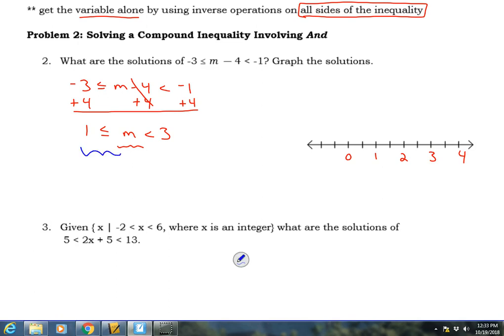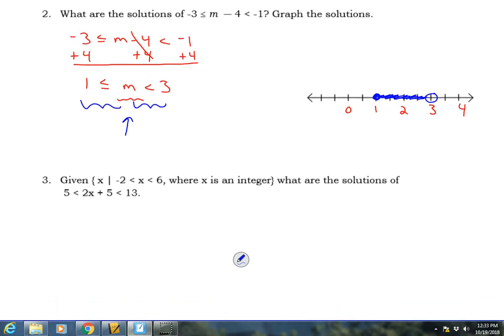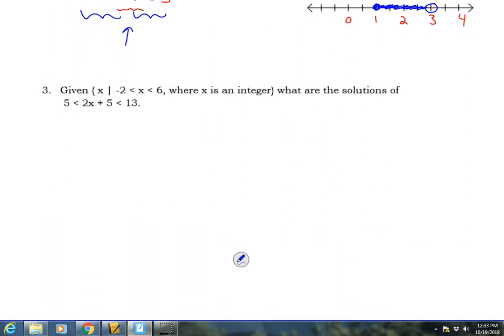Now, I'm going to have 1 as a closed circle and 3 as an open circle. And my compound inequality says that m has to be between the two numbers. So my shading is going to be between the two numbers on the number line. So m is any real number between 1 and 3. It can include 1, but it can't include 3.